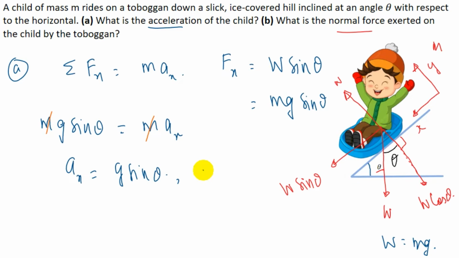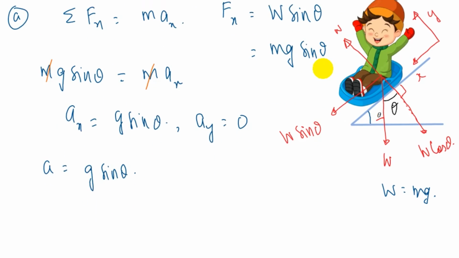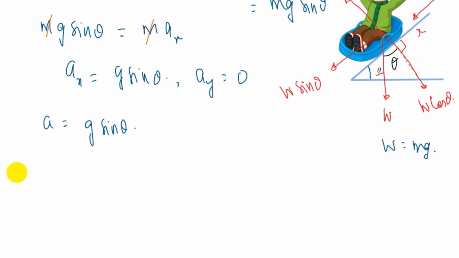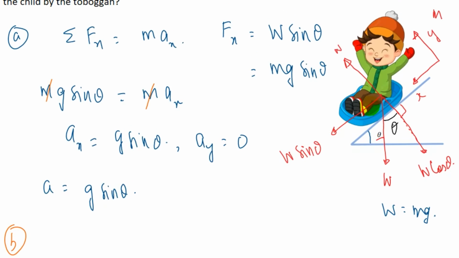And in the y direction, ay is 0 because there is no motion along the y-axis. Therefore the total acceleration, a, will be equal to g sine theta, and this will be the answer for the A part. Now in the B part we need to find the normal force exerted on the child. For that we can consider the y-axis, and along the y-axis the acceleration is 0, so we can write that sigma Fy equals m times ay by using Newton's second law.